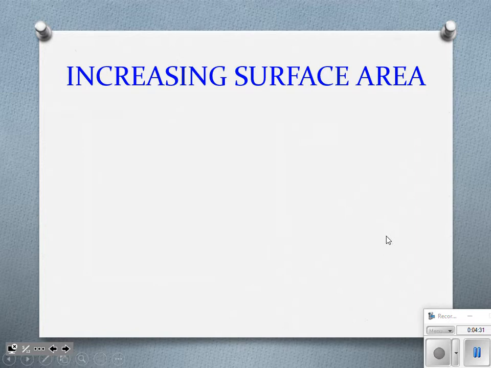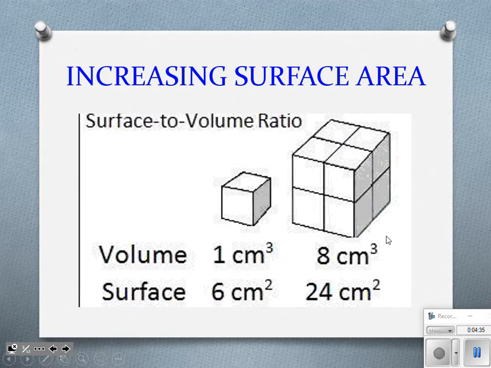Now, we'll talk a little bit about increasing the surface area. If I look right here, I have two different boxes. I have the small one right here, and I have a bigger one right here.